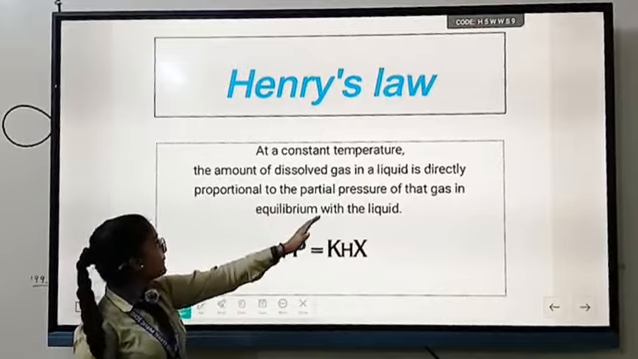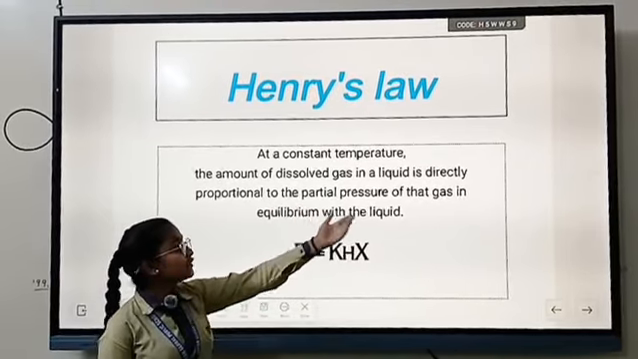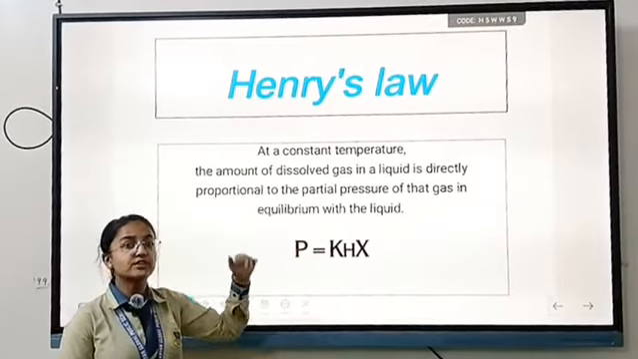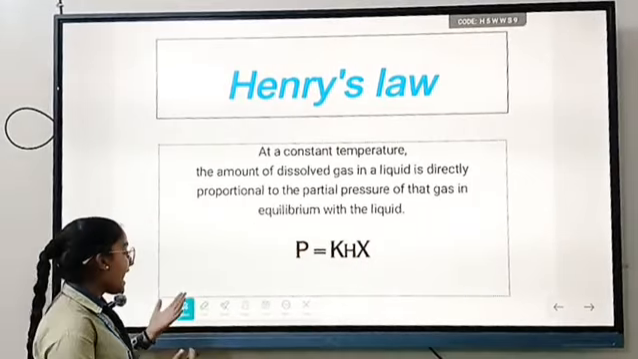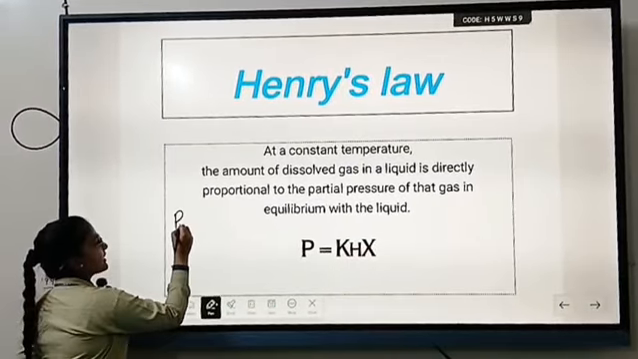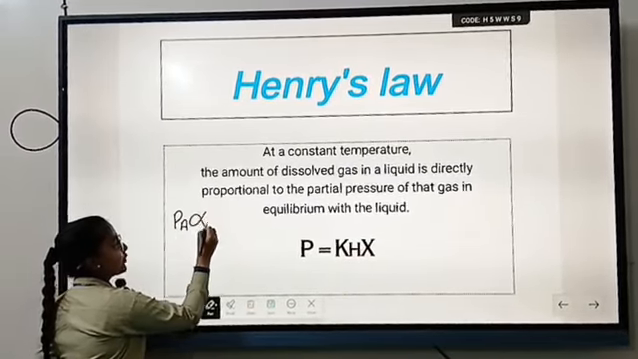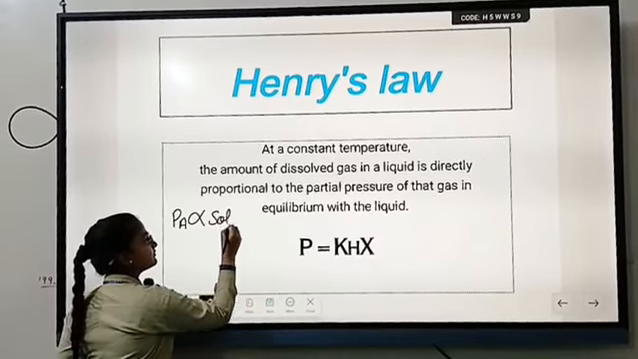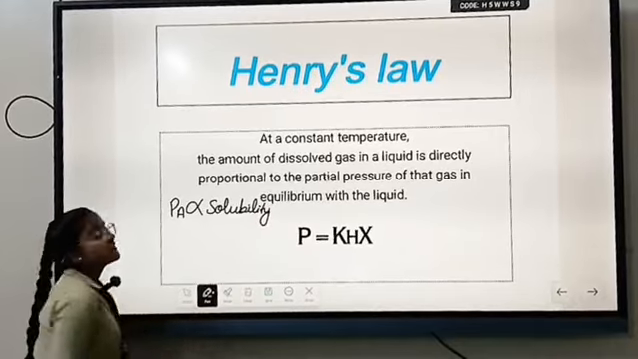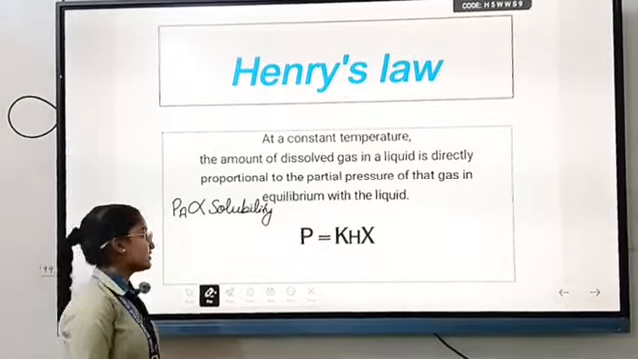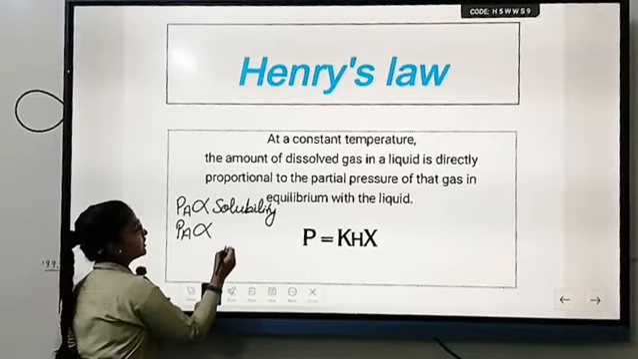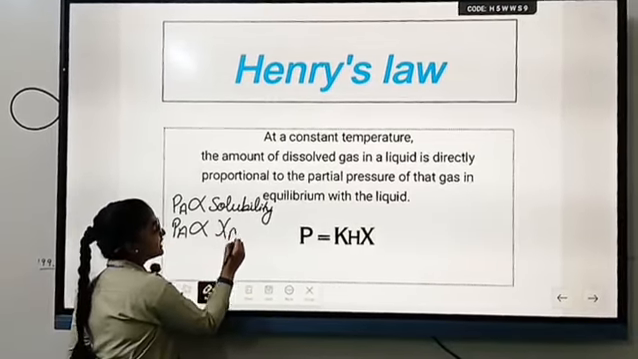At a constant temperature, the amount of dissolved gas in a liquid is directly proportional to the partial pressure of that gas in equilibrium with the liquid. As we know, the partial pressure of a gas is directly proportional to the solubility. In concentration terms, solubility is written as the mole fraction. So it becomes: partial pressure of gas is directly proportional to zeta, where zeta is the mole fraction.